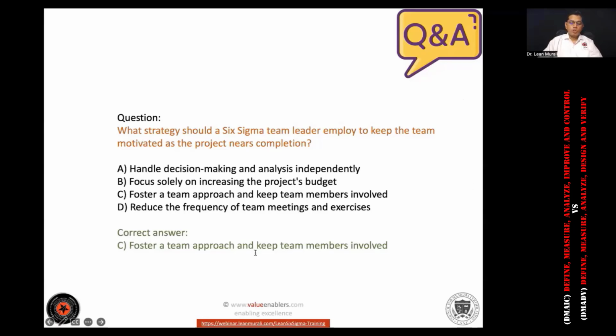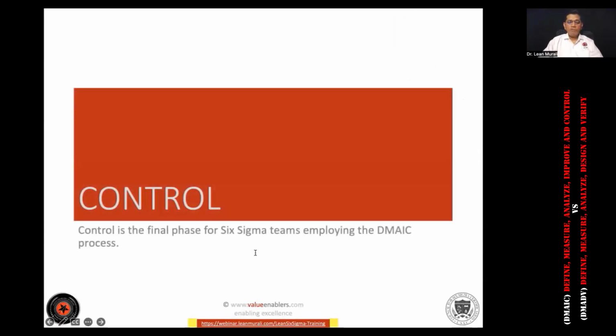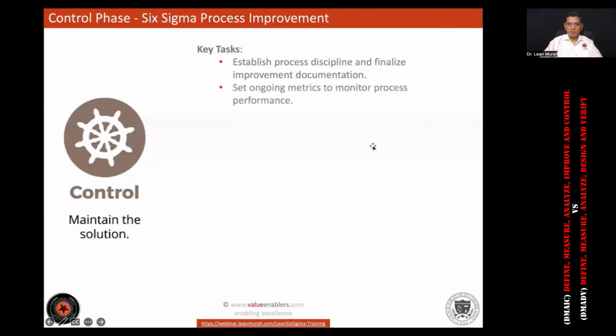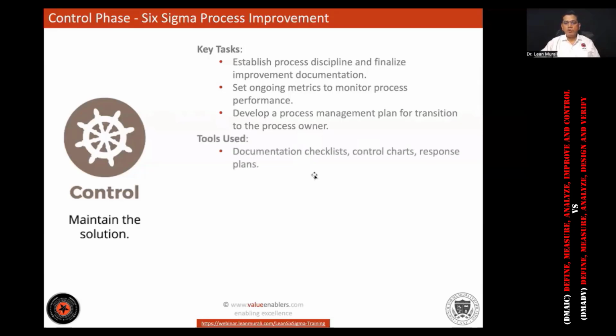Fantastic. Super. So control phase is the final phase of the project. Let's see the key tasks in the control phase. Project discipline is very important, and the documentation should be well done. Ongoing metrics and performance should be absolutely clear, so that when we slip back, we know that we are slipping back. Sustaining is very important. And develop a process management plan for transition to the process owner. Tools used are documentation, checklists, control charts, response plans, process maps, and dashboards for ongoing control.